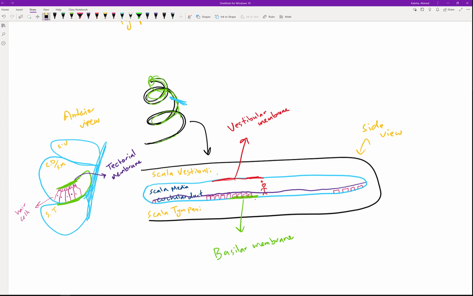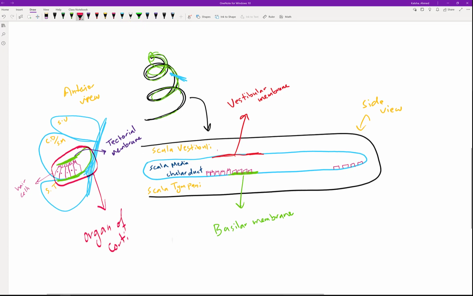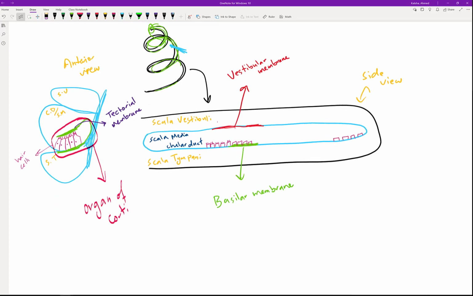Now, I will remove all of this because we will see some additional details about it. But for now, this setting of the hair cells and the tectorial membrane, we call it the organ of Corti. And what is the function of the organ of Corti? It converts vibrations into action potentials. So the hair cells are the ones that technically convert the vibrations into action potentials.